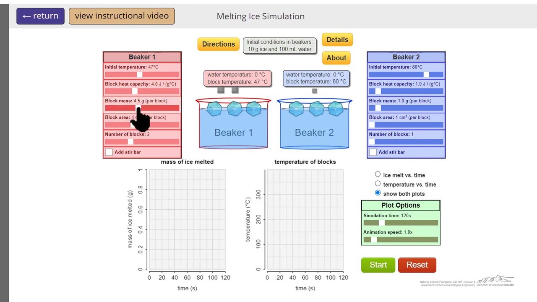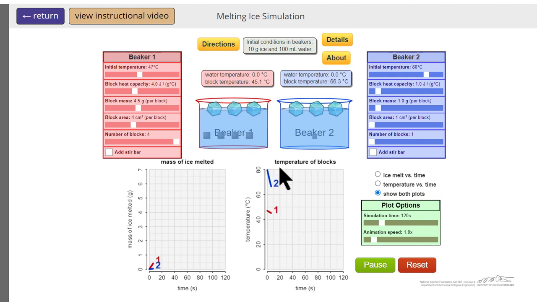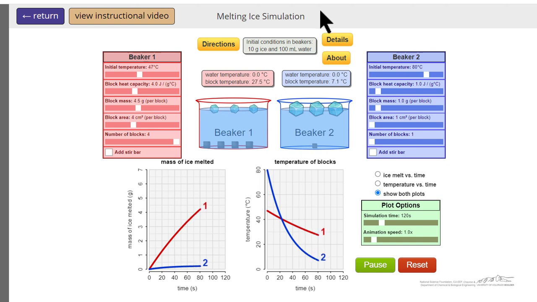For example, we can change the mass of the blocks or the number of the blocks, and then that's represented here. We can compare different starting conditions, and when we start, we'll plot the temperature of the blocks and the mass of ice that's melted as we add the hot blocks to water. So the idea of these simulations is to help us better understand important concepts, in this case heat transfer, but certainly for a number of chemical engineering courses.